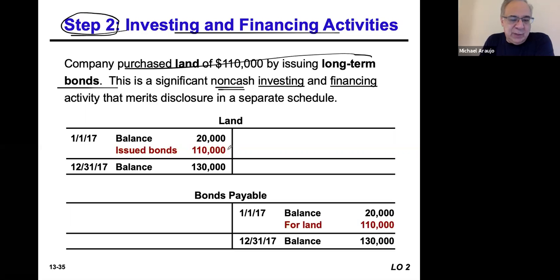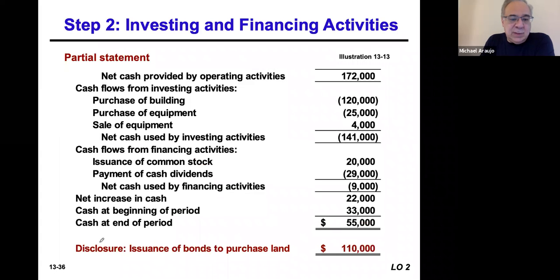We do see that more. We do have more land, we do have more bonds, but there was no cash involved. And so this is simply going to be a footnote or a disclosure to show that there's been a change in those accounts, but it's simply a swap. A swap, no big deal.